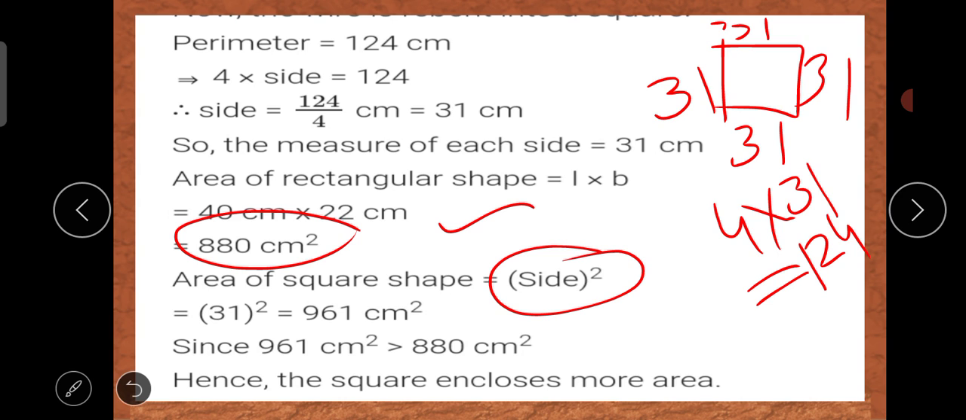Now compare here which size or which area is greater. So 961 is greater as compared to 880 centimeter square. Hence the square encloses more area than rectangle. Understood? Next question, see.